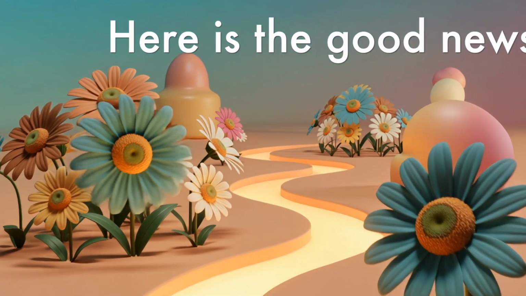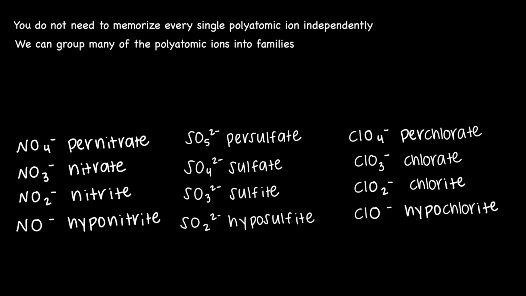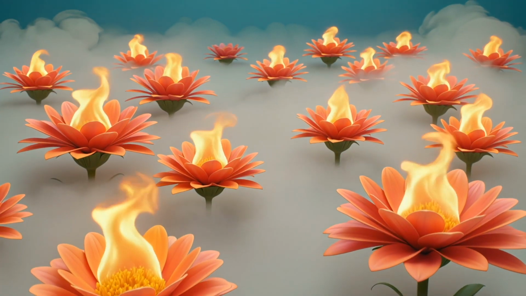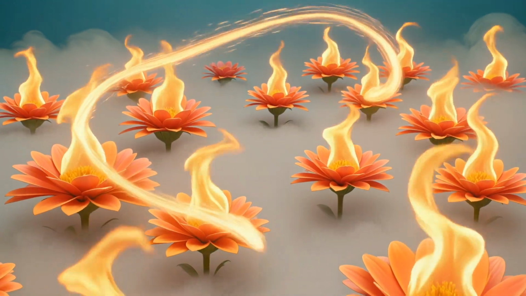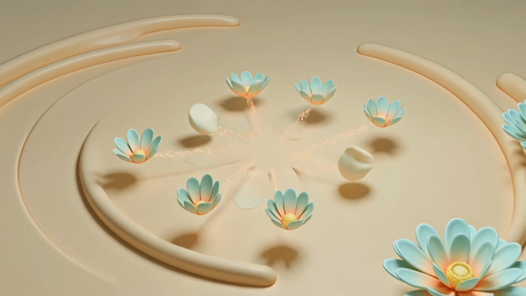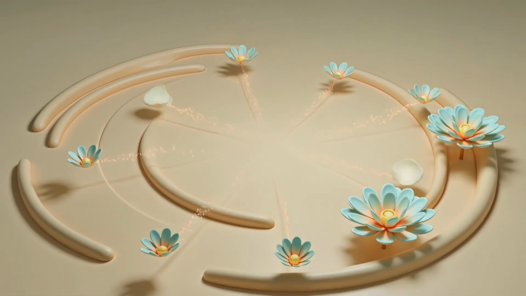But here is the good news. You actually do not need to memorize every single polyatomic ion independently. Instead, we can group many of them into families. If you memorize one member of the family, the naming patterns allow you to figure out the others. That means instead of memorizing 20 or 30 completely separate ions, you are really memorizing a much smaller number of families. Let's start with one of the biggest families, the nitrogen oxyanions.